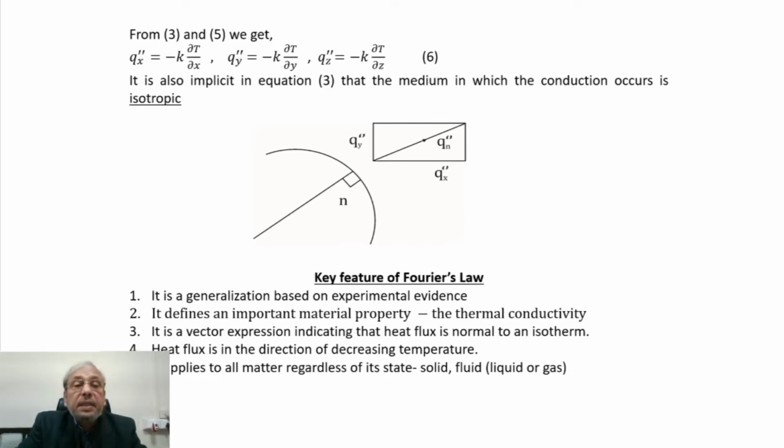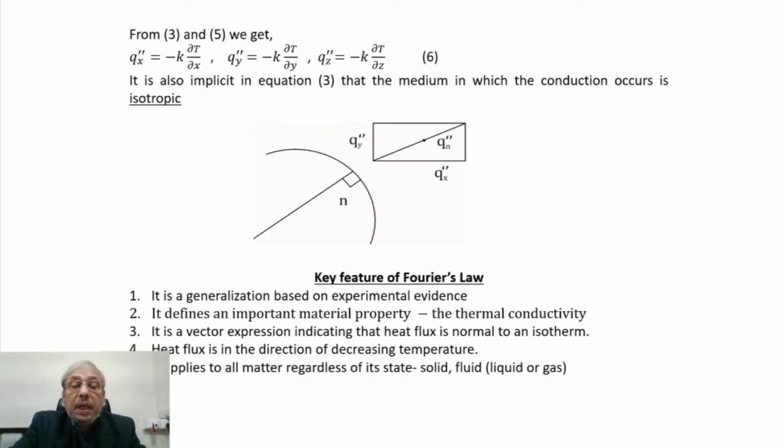It is also implicit in equation 3 that the medium in which the conduction occurs is homogeneous and isotropic. The material does not have any internal anisotropy. It is an isotropic material. So for the heat fluxes in 2D, we can see the x direction heat flux and the y direction heat flux. We get the resultant heat flux Qn double prime.